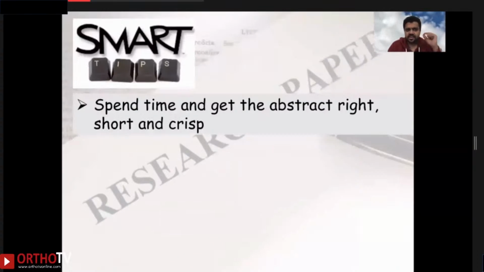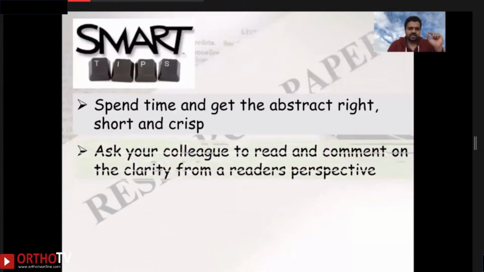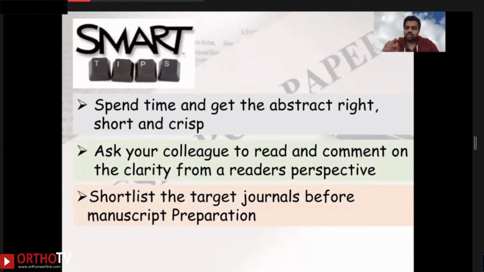So, some smart tips at the end: spend time and get the abstract right. It should be short and crisp. Ask your colleague to read and comment on the clarity of the paper from a reader's perspective. Trust me, you will get a lot of inputs if you do this exercise.